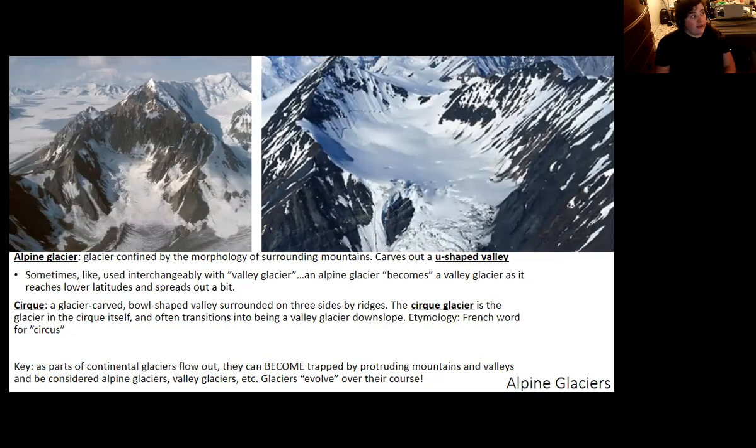the glaciers found outside of Antarctica and Greenland and Iceland are not continental glaciers. They are usually known as alpine glaciers instead, and alpine glaciers are those glaciers that are confined by the morphology of the surrounding mountains. And alpine glaciers are going to be relatively narrow when compared to ice sheets, but they're quite wide when compared to a river of liquid water.